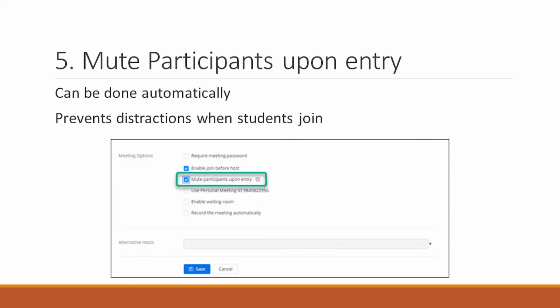Number 5, mute participants upon entry. This can be done from your Zoom meeting settings. Muting participants by default will help avoid distractions when new students join the session. I will also provide the link to the how-to guide in the description.